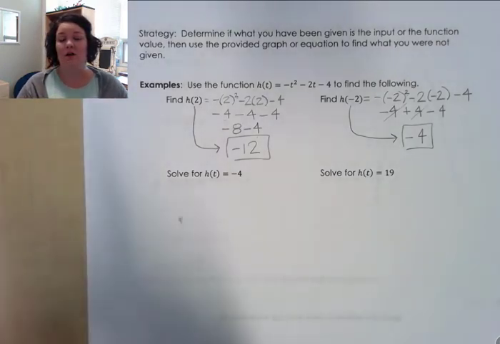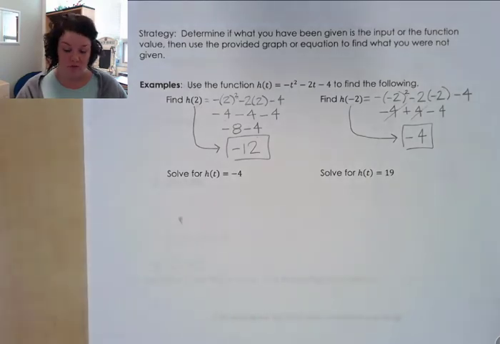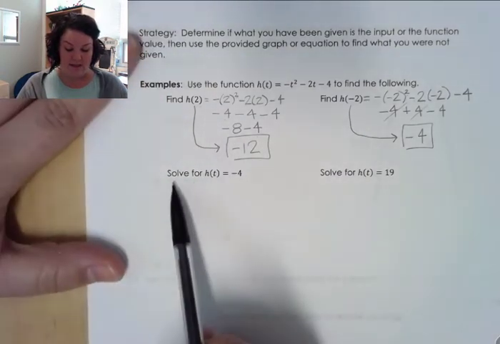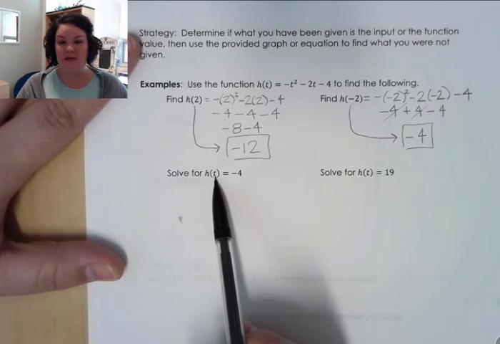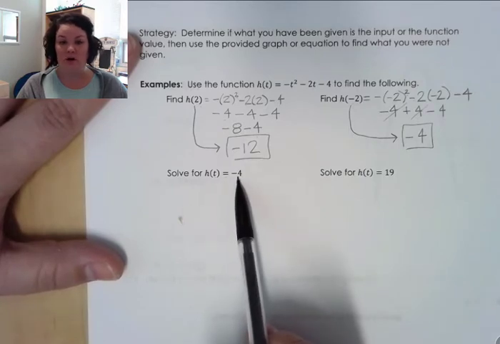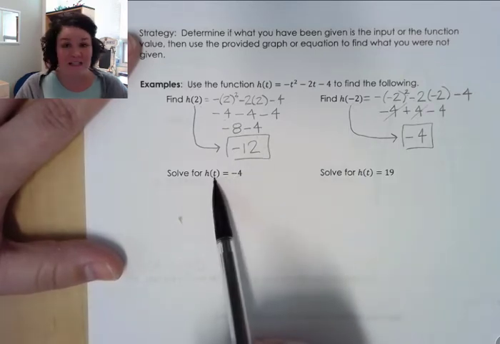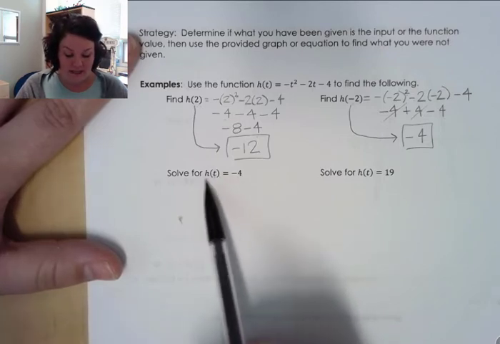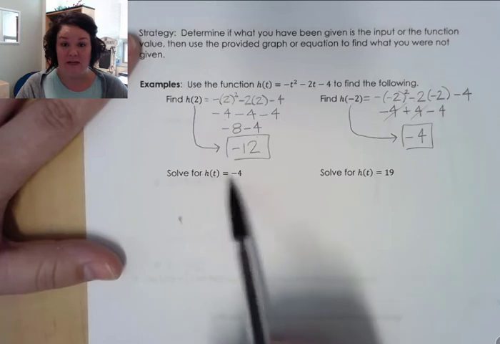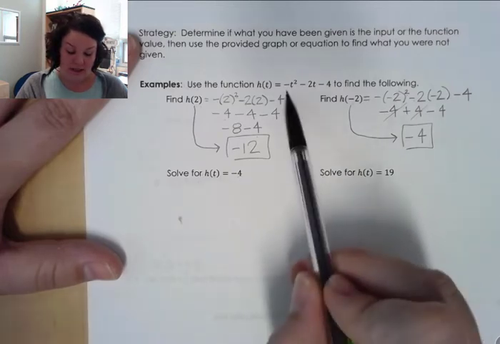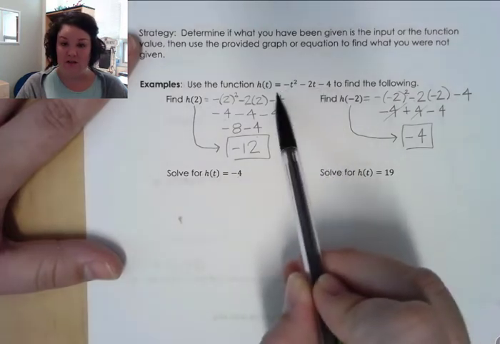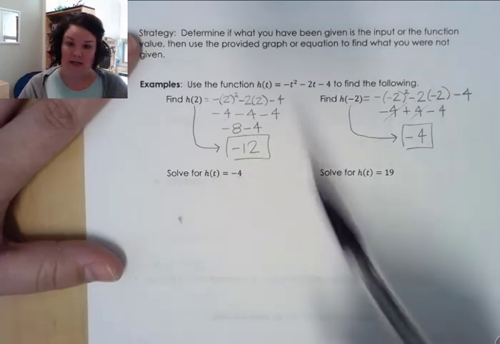The other option is when we're not given an input, when they're actually giving us the function value. So here it says solve for h of t when it's equal to -4. Notice our number is not inside the parentheses. So if it's not inside the parentheses, we're not plugging it in. What this is saying is we're trying to find t when the function itself, our output value, is -4. So we're just going to take our function and set it equal to -4.